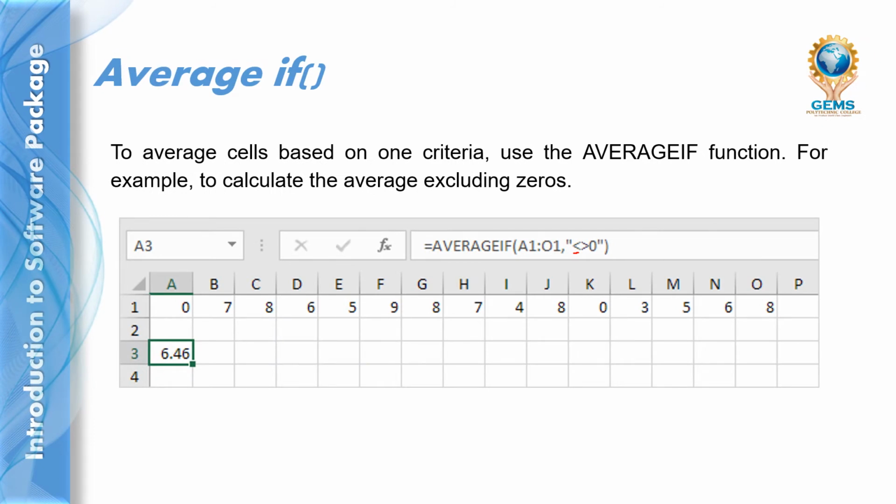Next one, the AVERAGEIF function. The AVERAGEIF function helps you to calculate the average excluding zeros. It will work only based on a criteria. So here, equal AVERAGEIF, and the range A1 colon O1, comma, then double quotes, and inside the double quotes, greater than or less than.